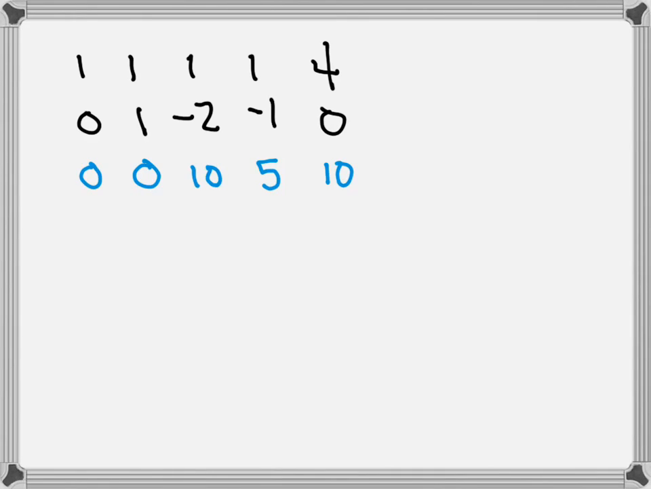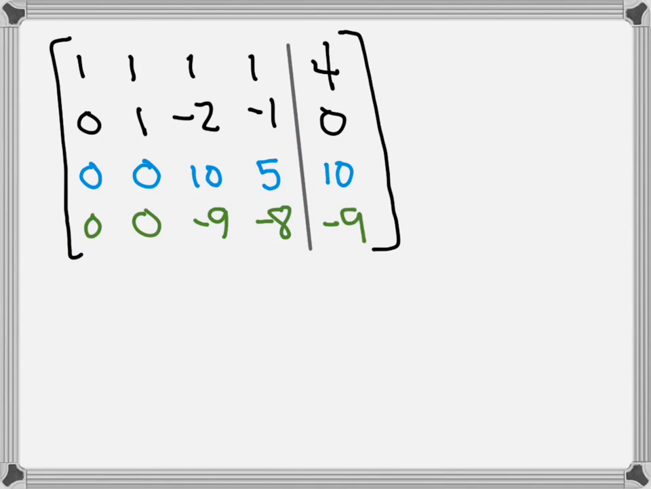For row 4, we'll do 4 times 0 plus 0 stays 0. 4 times 1 plus negative 4 creates the 0 I want. 4 times negative 2 plus negative 1 is negative 9. 4 times negative 1 plus negative 4 is negative 8. And 4 times 0 plus negative 9 is negative 9. So this is my resulting matrix now.